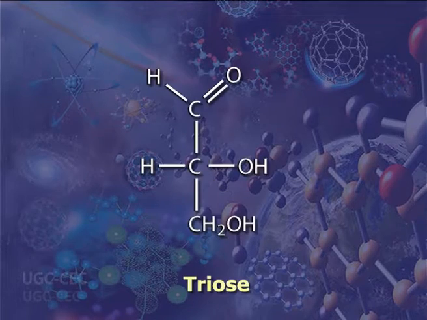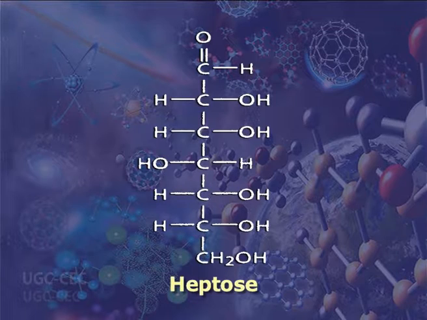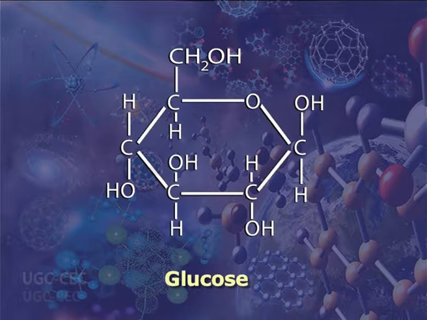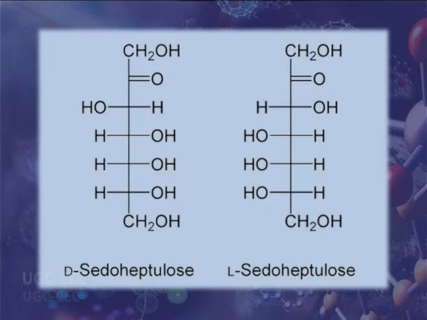Monosaccharides can be classified by the number x of carbon atoms they contain into diose, triose, tetrose, pentose, hexose, heptose, and so on. The most important monosaccharide, glucose, is a hexose. Examples of heptoses include the ketoses, mannoheptulose and sedoheptulose. Monosaccharides with 8 or more carbons are rarely observed as they are quite unstable.